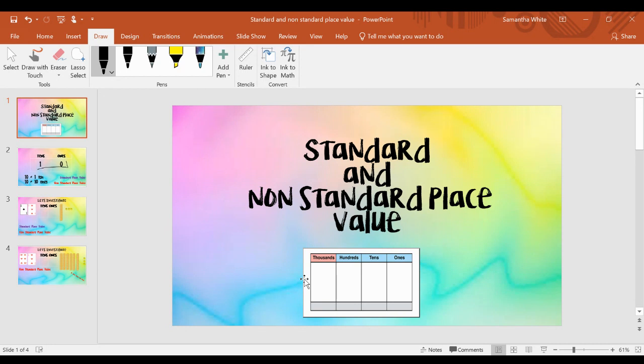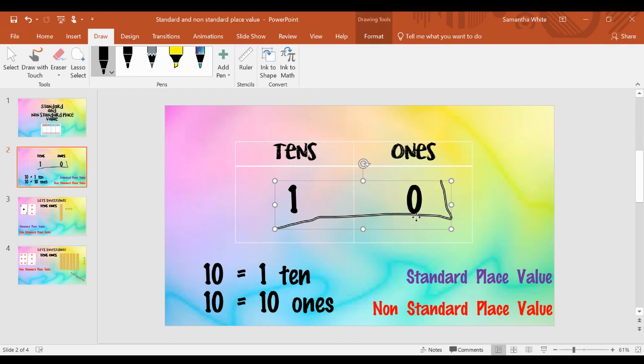What do we know about place value? We know about ones, tens, hundreds, thousands, tens of thousands. We're going to be looking at the number 10. Now, when we say the number 10, we're looking at one digit. We're saying 10. That's how many are in the digits. So we're looking at standard place value.